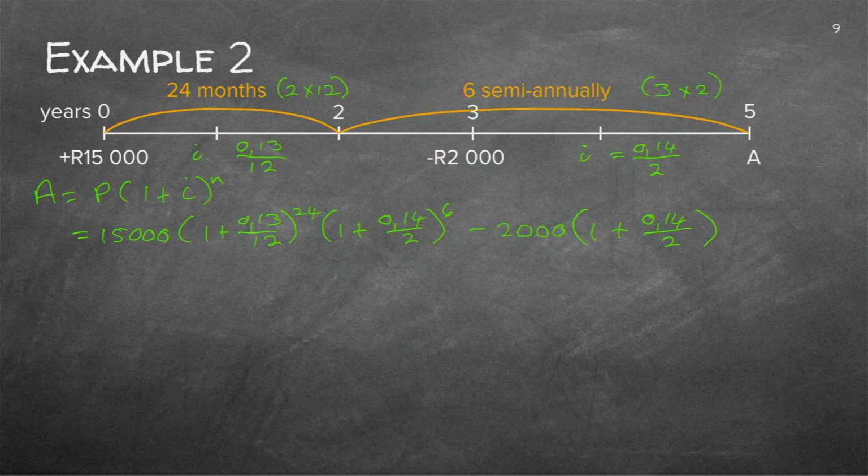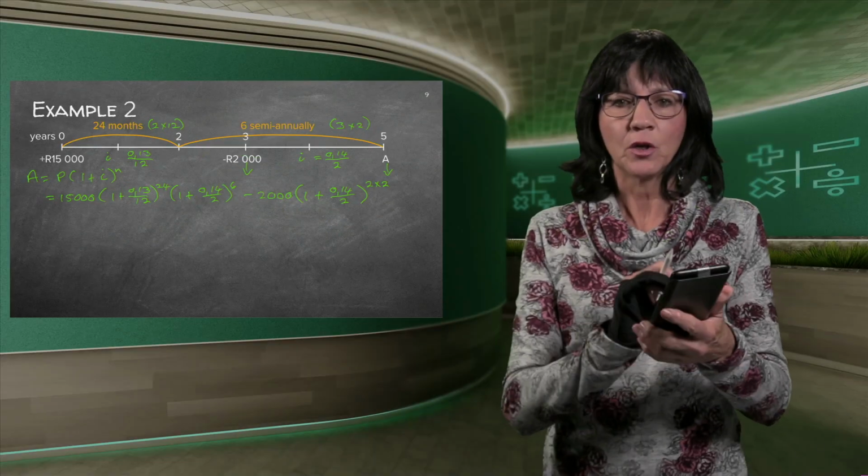Now, how long is that? From 3 to 5 is 2 years. But because it's semi-annually, I need to multiply it by 2. Just as I divided the i by 2, I must multiply the n by 2. So there are 4 semi-annual sections in 2 years. Good. So there's your whole sum set. You grab your calculator, you click all of that.